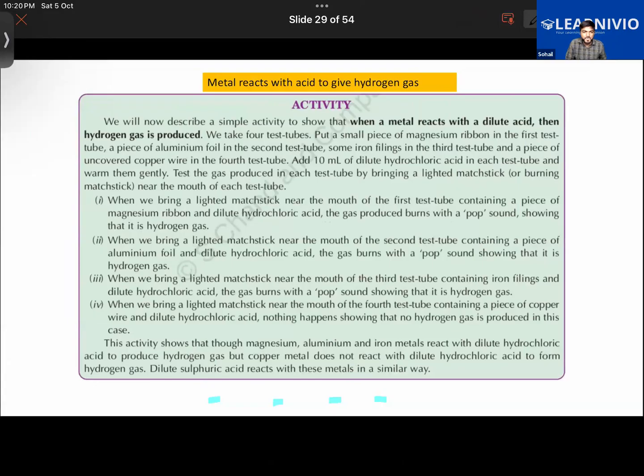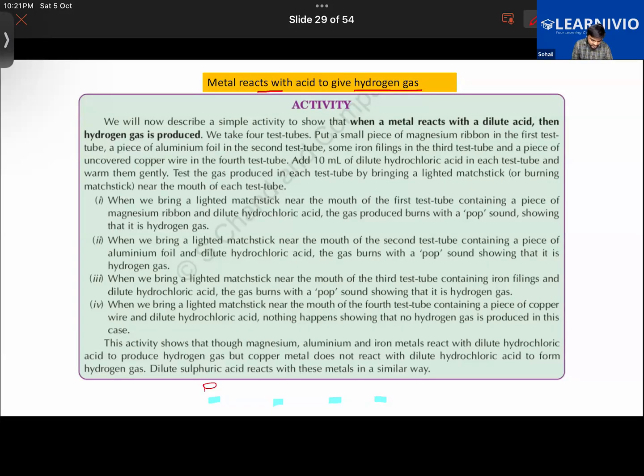Let's say that we have taken a metal here. Let's say we have taken magnesium. Magnesium is a metal, and right now what we're trying to learn here is the reaction of metal with acids, how it reacts. As a conclusion we will see that hydrogen gas will be liberated, it will be given off along with salt also. So we have taken 4 test tubes.